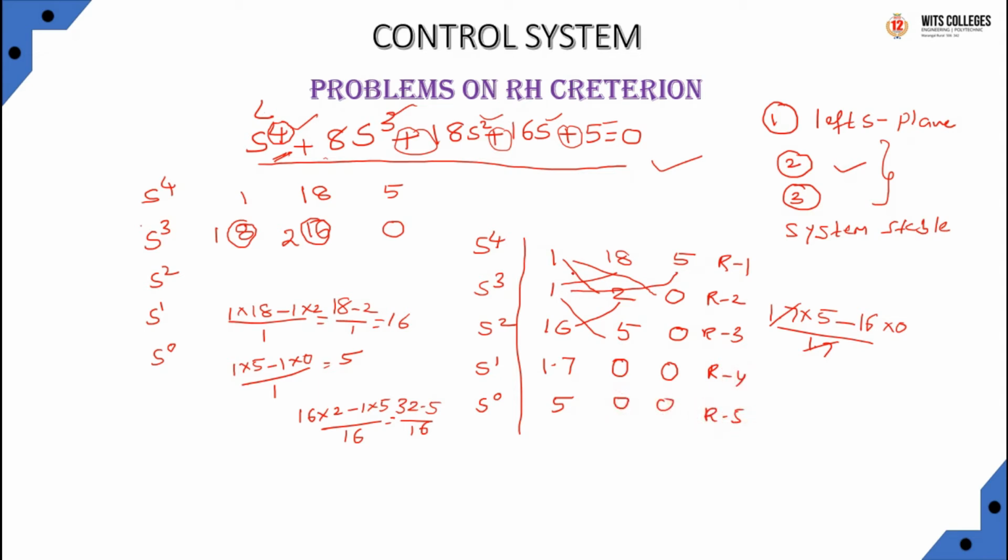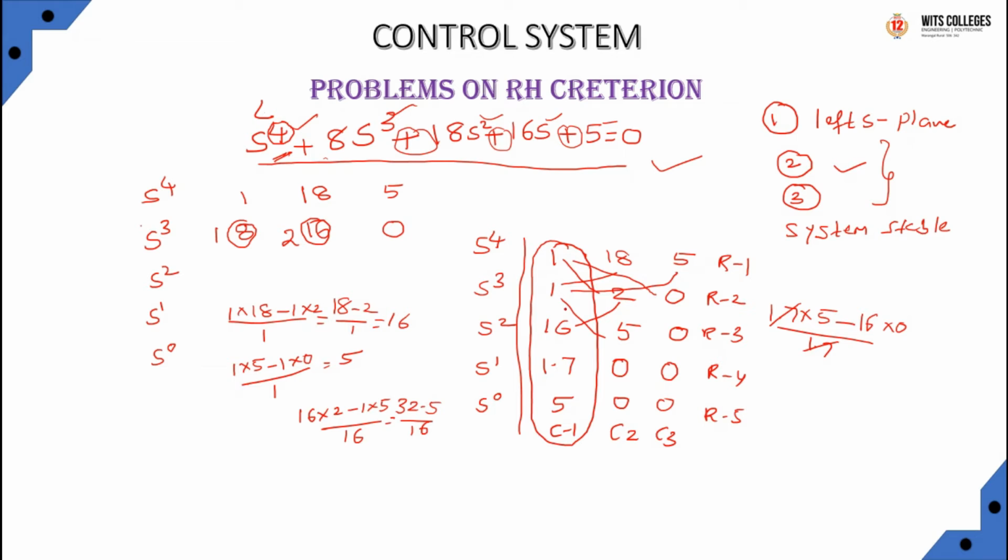Now by considering this one, here in this first column, these are column 1, column 2, column 3. In this equation, by using the RH criteria, observing the first column elements, there are no sign changes. These are all positive coefficients, positive values. Next, there are no zeros.